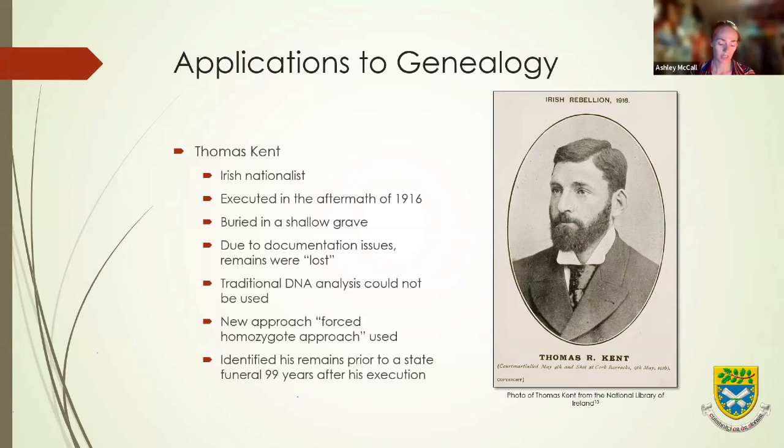In June 2015, the National Monument Service exhumed the body, unsure of its identification due to poorly kept records. Traditional DNA techniques were not possible due to the degradation of the remains, and the forced homozygote approach was employed. With the increased sensitivity of this technique, DNA was obtained and then compared to living relatives, and his identity confirmed. On the 18th of September 2015, a state funeral was held for Thomas at St. Nicholas's Church in Castlelyons.